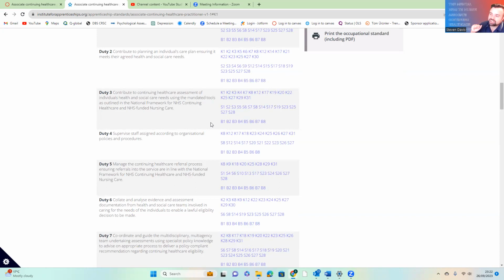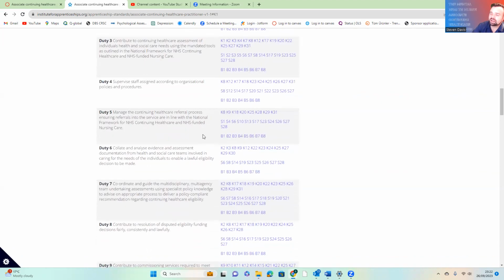Number 5, manage continuing healthcare referral process. So again, there's 2 processes there. There's that end of life pathway, so that's the fast track service, and then there's the normal one. So again, just making sure that you're aware of the 2 and know how to apply for those and claim for those. Number 6, we're going to collate and analyse evidence assessment documentation.